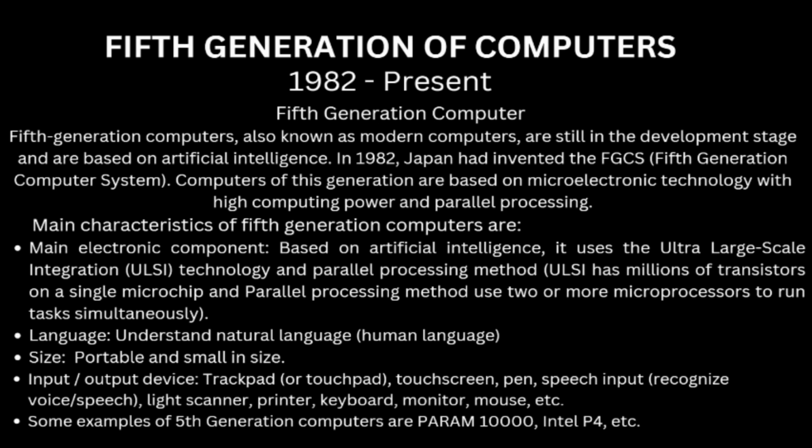Main characteristics of fifth generation computers. Main electronic component: based on artificial intelligence, it uses ultra large scale integration technology and the parallel processing method. Language: it understands natural human language. Size: it's portable and small in size. Input and output devices: trackpad or touchpad, touchscreen, pen, speech input that recognizes voice or speech, light scanner, printer, keyboard, monitor and mouse, etc. Some examples of fifth generation computers are Param 10000, Intel P4, etc.